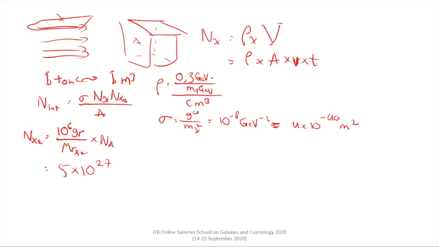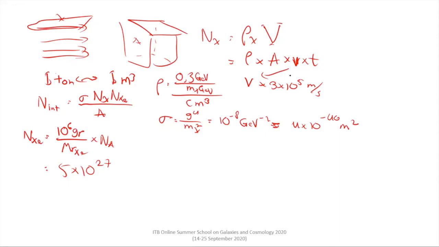Good. So you have the expression of the event rate, a lot of 10 to the 27. So it sounds like a lot of events coming out, but then it goes down by the sigma. Sigma is 10 to the minus 40. Rho is 0.3 by m chi, so 10 to the minus 3. This A, you cross this A with this. V is just the usual V, 3 times 10 to the 5 meter per second. So you get another factor of 5 here.